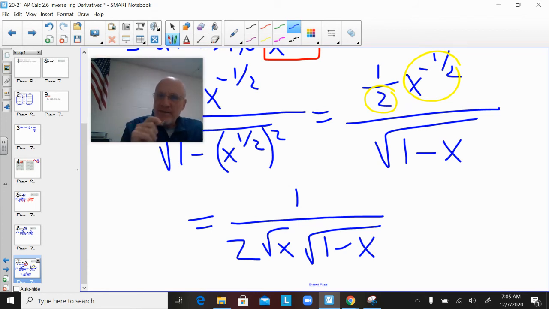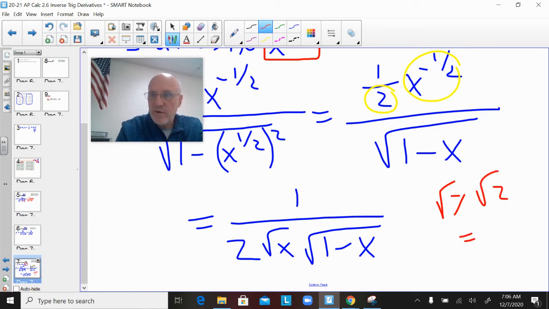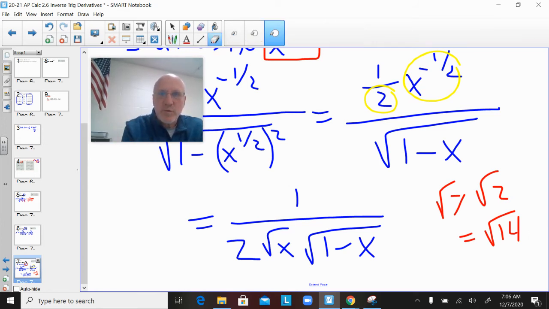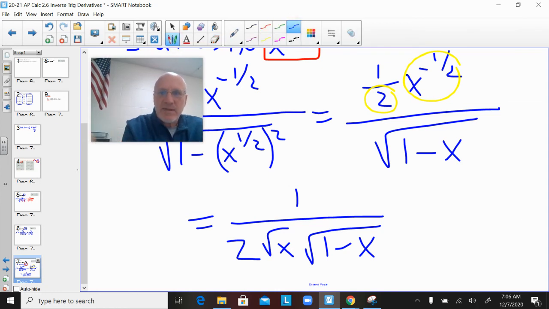But I will remind you that the square root of 7 times the square root of 2 is the square root of 14. Like I can multiply inside square roots, just reminding you of properties of square roots. So I'm trying to think how you might see this in a multiple choice.